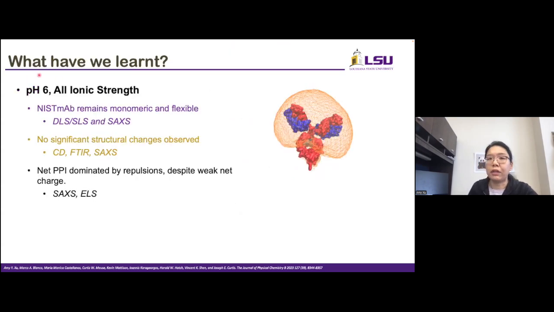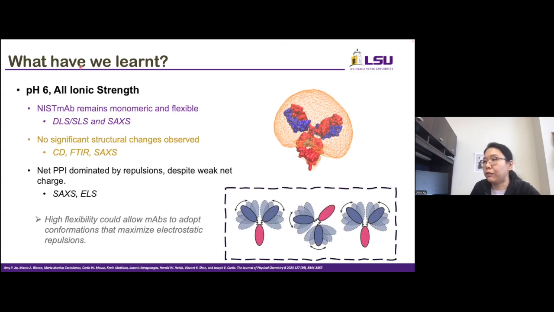All right, so what have we learned so far? We have learned that at pH 6, across all the ionic strength conditions, NISTmAb remains monomeric and flexible, and there are no significant structural changes observed. The net protein-protein interactions are dominated by repulsions, despite the proteins being pretty weak in charge, as measured from the zeta potential measurements. So what we can conclude from these experimental findings is that the high flexibility could possibly allow the mAbs to adopt conformations that maximize the electrostatic repulsions.